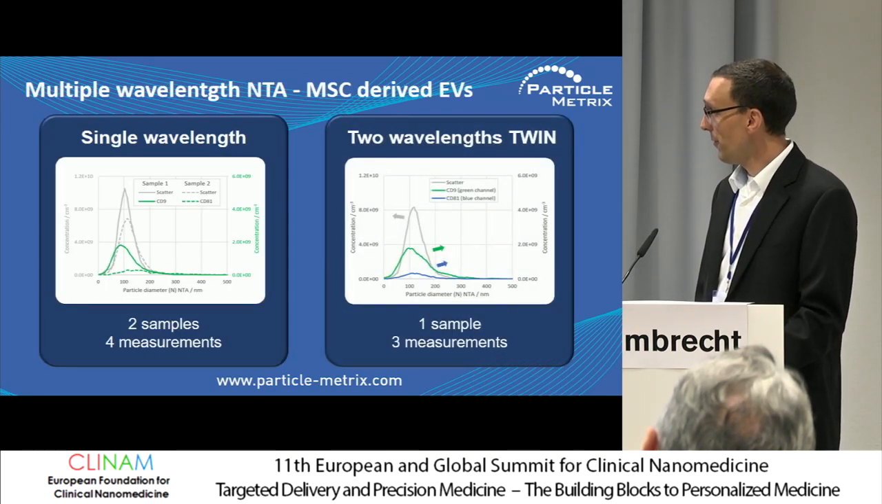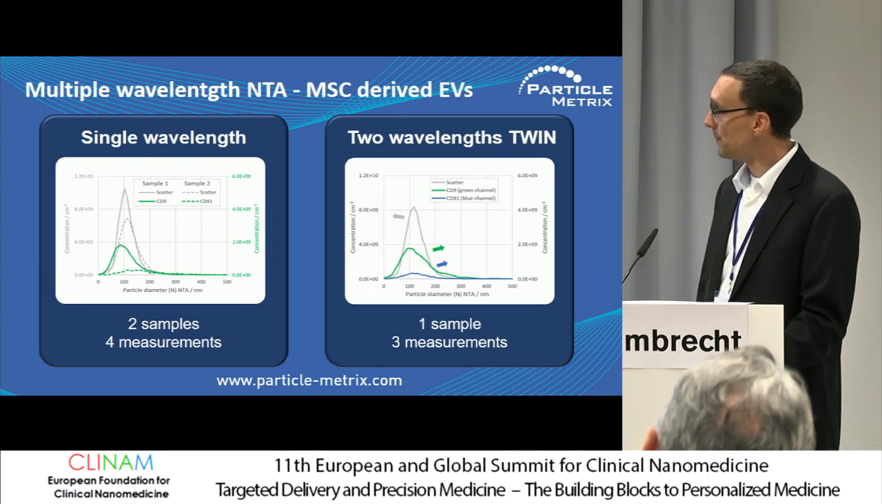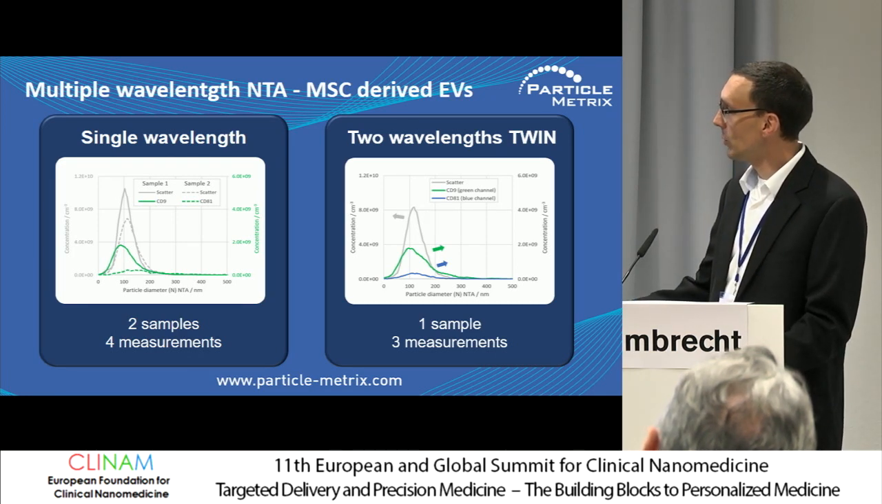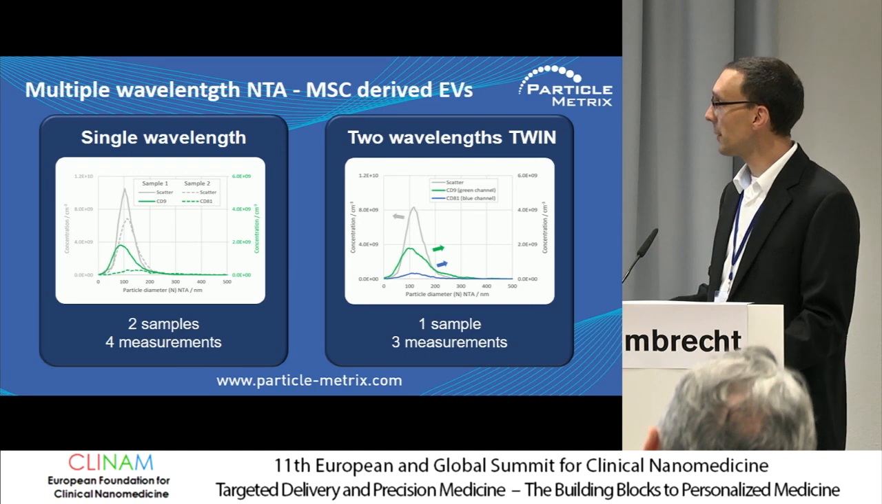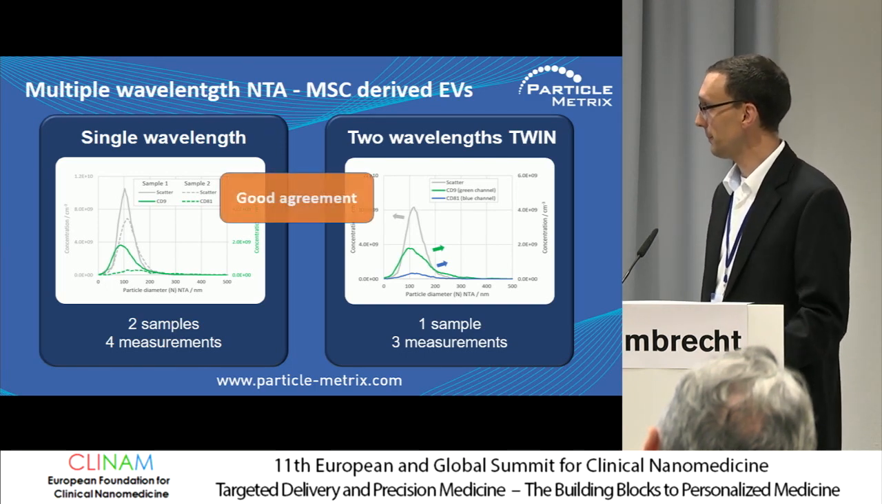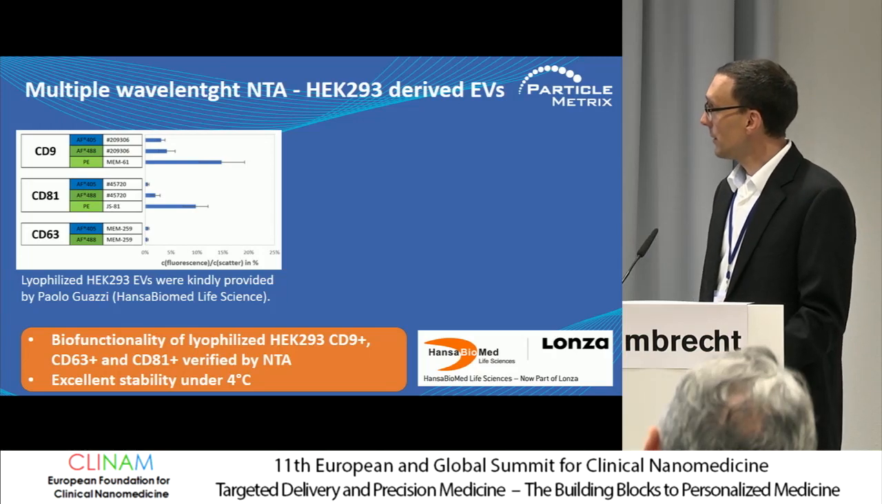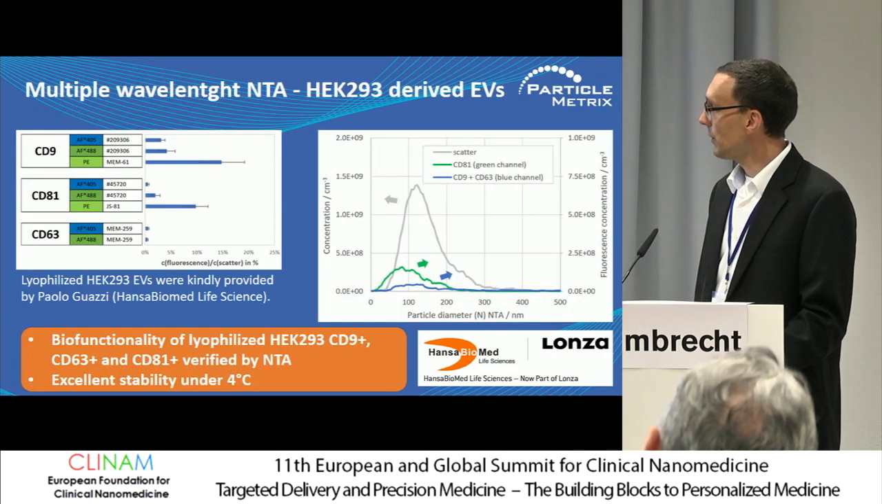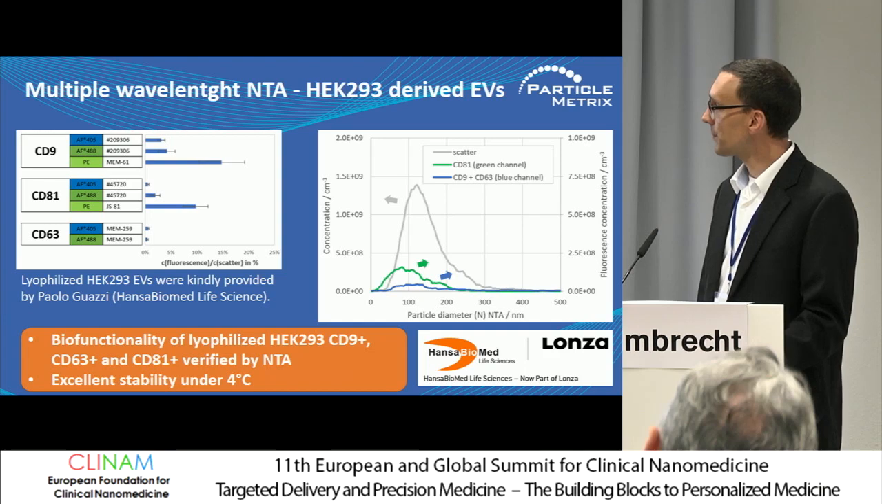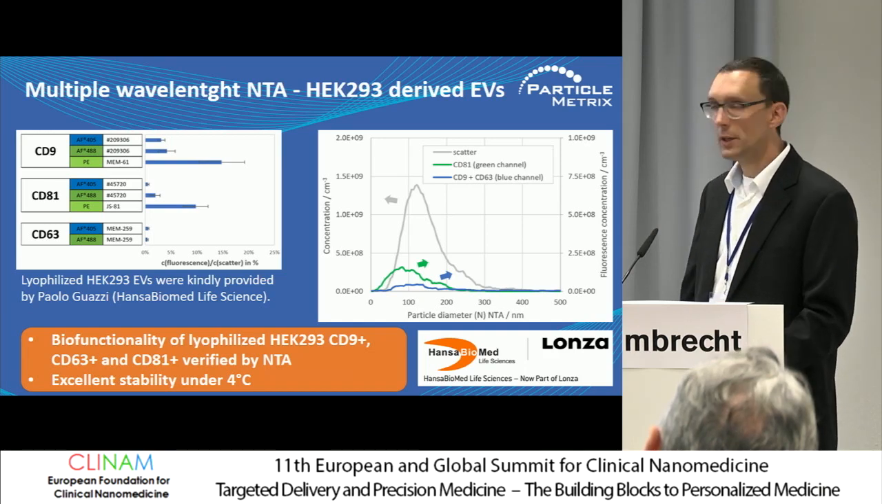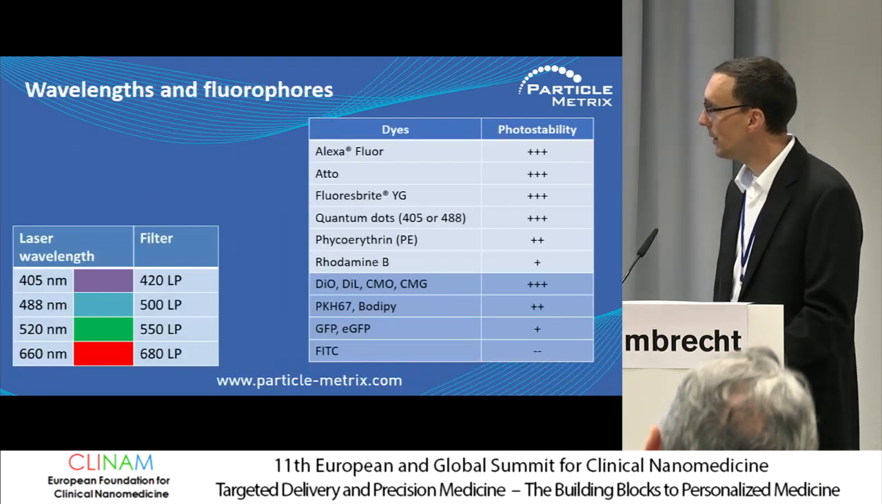Basically, if we compare those 2, with a single wavelength, you need more time and more sample, and with 2 wavelengths, you're faster. This was done also for HEK 293 derived EVs, and we also could show that on 1 sample, we can do a double estimation right away with our system.